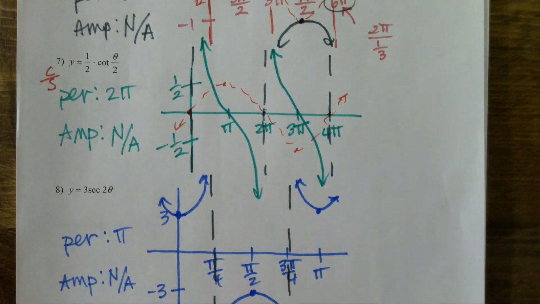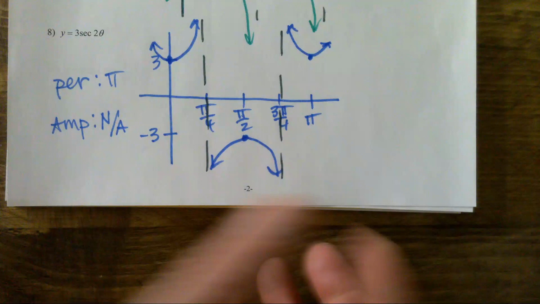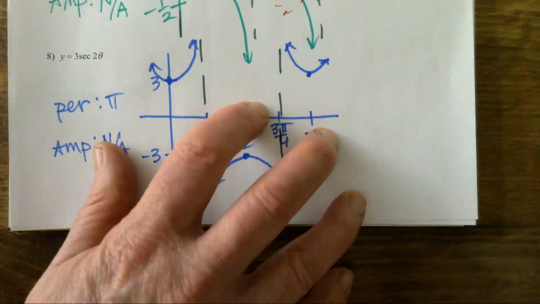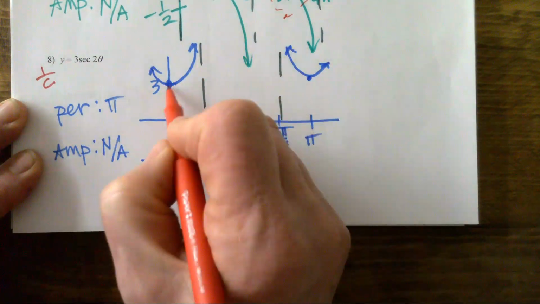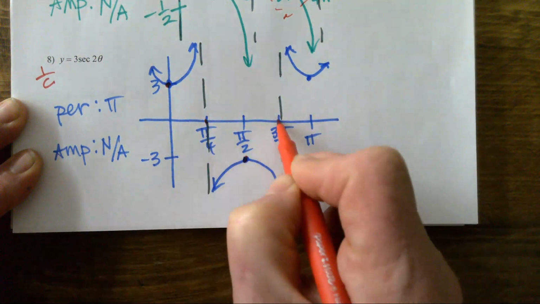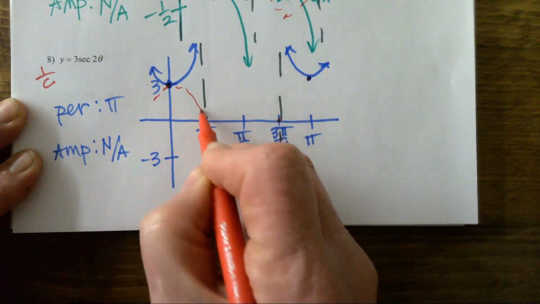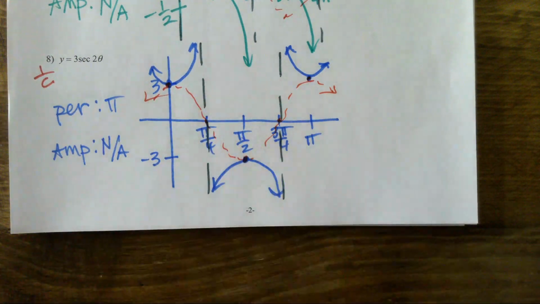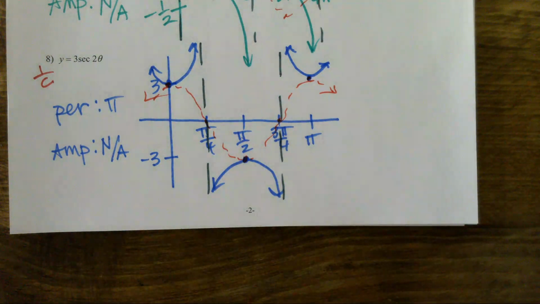As for my secant, here I am, same thing. Except the secant is 1 over the cosine. So to decide where my asymptotes go on that one, I had to visualize where the cosine was going to cross the axis. Again, it's all about the denominator, all about the denominator.